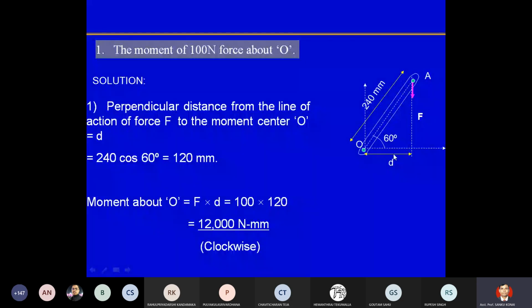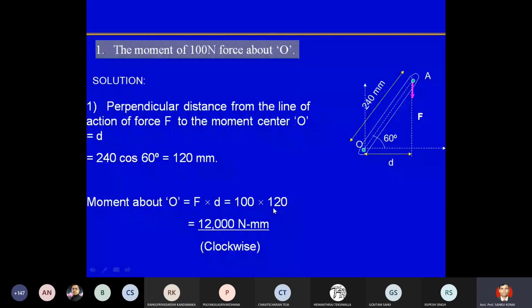Now what will be the moment? Moment will be F into D. So 240 millimeter into cos 60 comes to 120 mm. That is the value of D. Moment about O is F into D, that is 100 Newton into 120 millimeter. So a 12,000 Newton millimeter clockwise moment is generated.